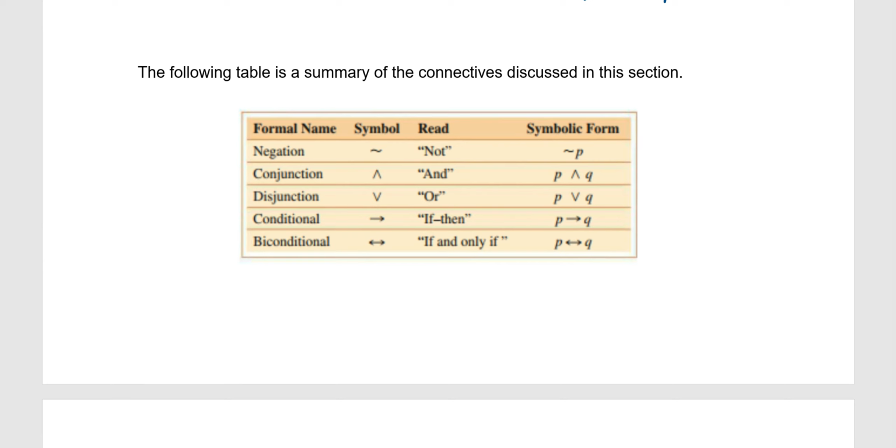So for this last thing is just a little summary of the connectives that we discussed in this section. So we have the column for the formal name over here on the left. We have negation, conjunction, disjunction, conditional, biconditional. We have their corresponding symbols right next to them. We have how we read them out in English, and then we have an example of using them in symbolic form. Okay, so definitely take advantage of this table right here and make sure you have all of those memorized. Okay, so that is it for this section.